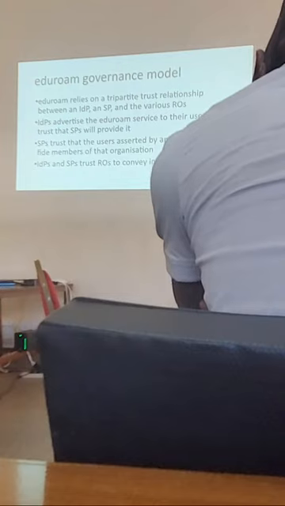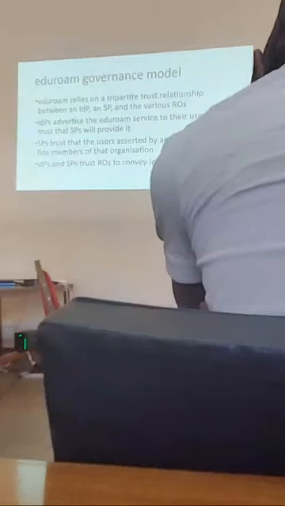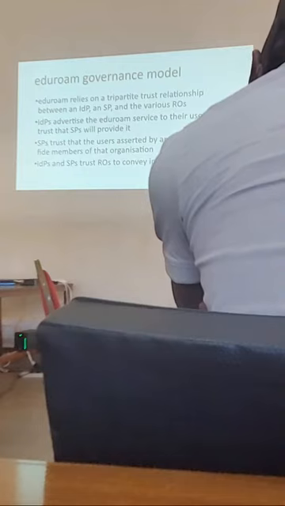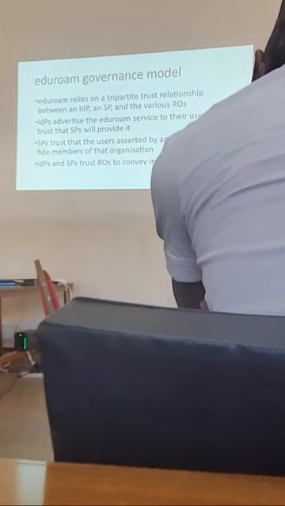Visiting members are identified by their IDP. The IDP is the group service for their users, and trusts that SPs will provide it. SPs trust that the users accepted by the IDP are members of the organization. Generally, what this is saying is that you have the SP itself here. Let's say someone comes in and uses this. The SP has never vetted and checked exactly whether they are from the organization. But it will push the request to the visited IDP or the visited radius server, and it will handle the authentication and then respond with accept when they are verified.